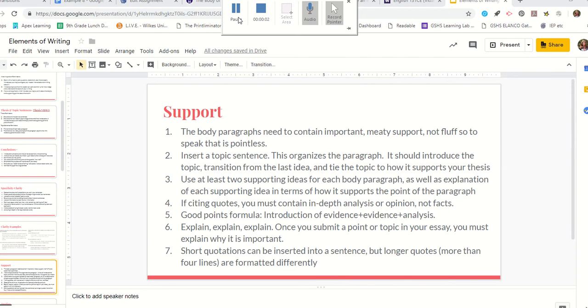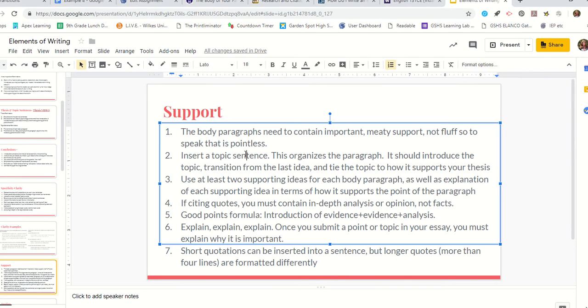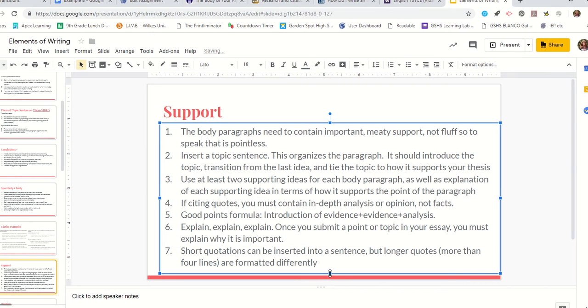Alright, here's some information about using support in your body paragraphs. Your body paragraph should have the important and specific information for your essay. You are using it to prove an individual point, which together prove your overall claim about your topic. So you should be getting into the details.